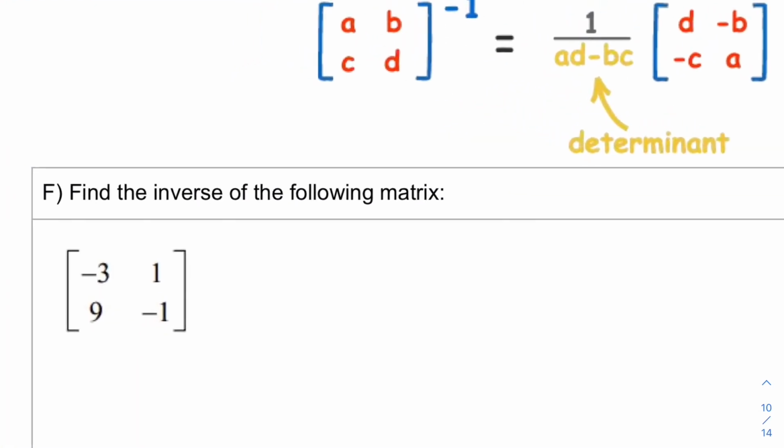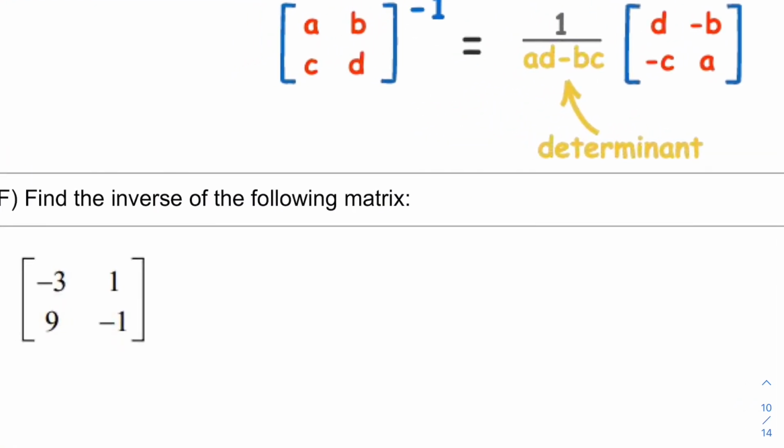So, find the inverse of the following matrix. So here's what I'm going to do. The inverse, I can just put to the negative first, and then that means we're finding the inverse. I need to do 1 over the determinant, so 1 over the determinant. Well, if these are A, B, C, and D, it'll be 1 over negative 3 times negative 1 minus 1 times 9. So that's the determinant, and we'll simplify that in a second.